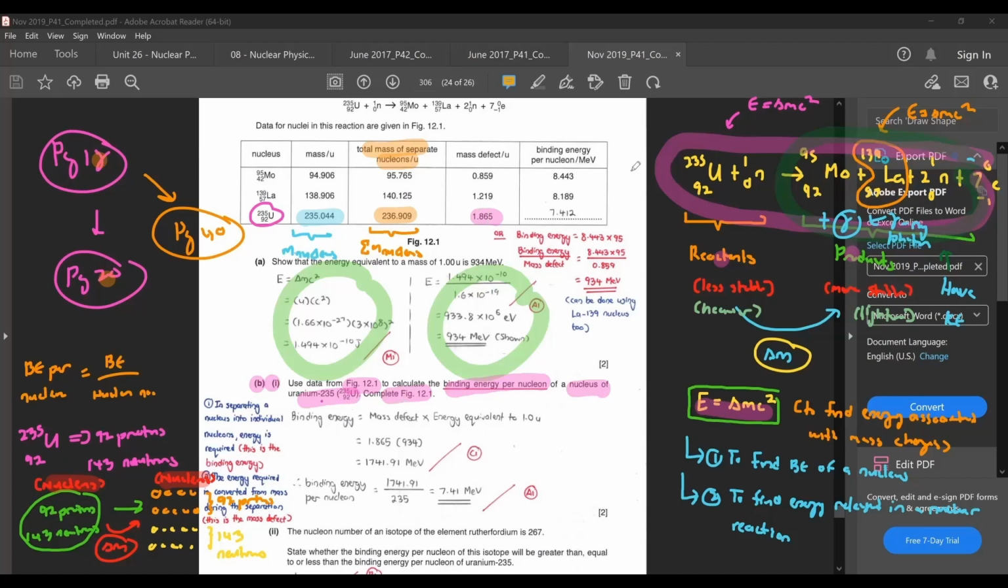Okay. So now you want to find your binding energy. You just use mass defect times the energy equivalent to 1 u. Take 1.865 times 934. You're going to get 1741.91 MeV. Then subsequently, to find binding energy per nucleon, just take BE divided by your nucleon number. You will get the answer, 7.41 MeV. All right. So use this to complete your table. You will get this.